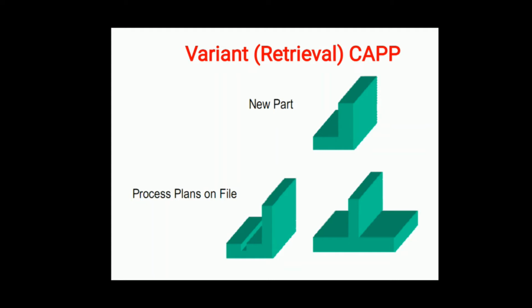You can see this is one of the examples. At the bottom there are two existing parts, and after applying this computer aided process planning we will get a new part. So we have to choose a similar existing plan from the database for our new part. From that we take the first bottom part, which has one square slot, take this existing part and do some modification, then we will get our required part.